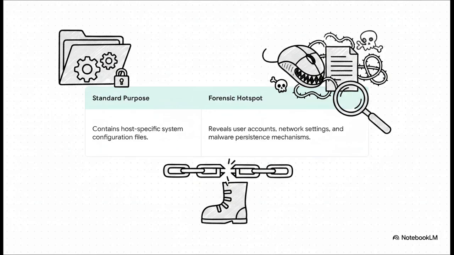All the configuration files that tell the machine how to behave live right here. Now, /etc is supposed to hold static configuration files that don't change much, but attackers absolutely love this place. Why? Because if they can modify a file here, they can create a backdoor.